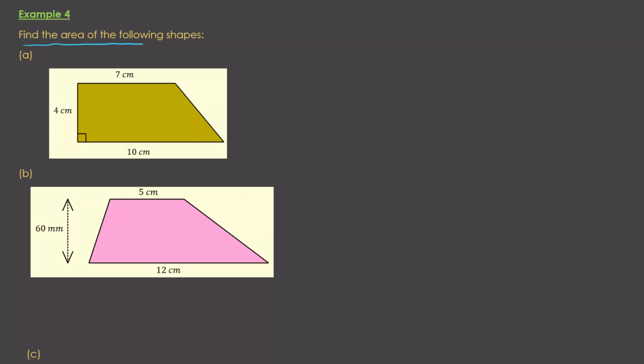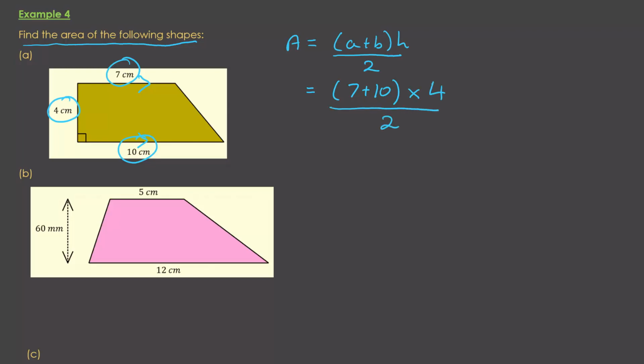We want to find the area of the following shapes. So the first one in part A is a trapezium, and we can see the parallel sides, and we know the formula is (a plus b) h divided by 2. A and b are the lengths of the parallel sides. So we're going to get 7 plus 10 in the bracket, and then we're multiplying that by the height, which is 4, and we're then going to divide by 2.